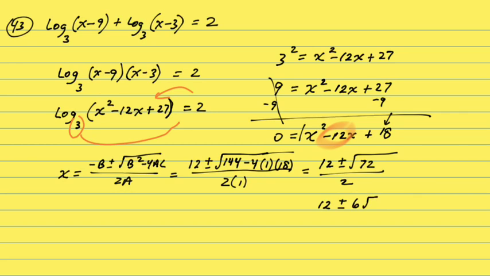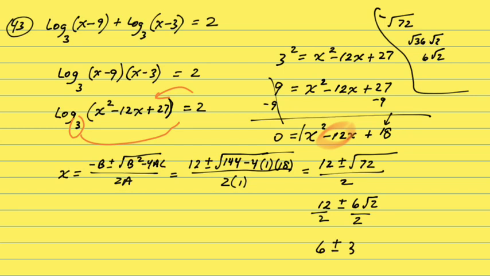72 could be 36 times 2. Square root of 72 could be called 6 radical 2 if you liked. And they're both divided by 2. So that's 6 plus or minus 3 radical 2, right? Except you only want the positive because you can't take logs of the negative. So 6 plus 3 radical 2 is going to be your x value.